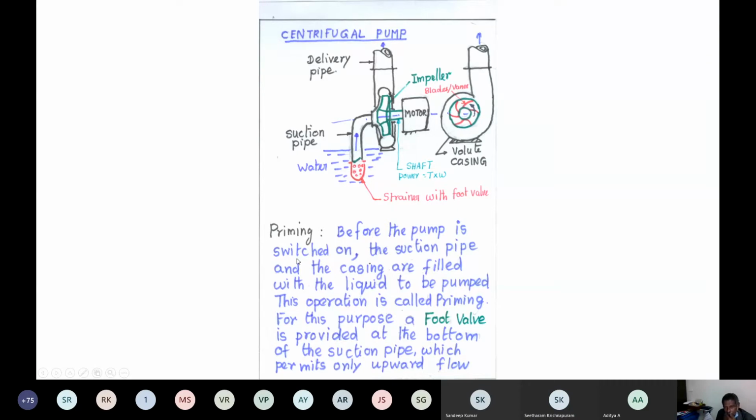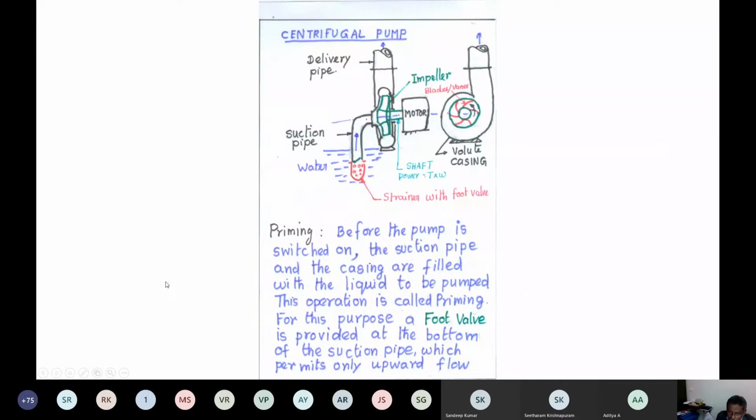So in these pumps, there is an operation called priming. Before the pump is switched on, I mean the electric motor is switched on, the suction pipe and the casing are filled with the liquid to be pumped. This operation is called priming. For this purpose, a foot valve is provided at the bottom of the suction pipe, which permits only upward flow. So initially, you pour the liquid by some method, there are different methods, so that the complete casing and suction pipe are full of water. Now we switch on the motor, and the pump will operate.